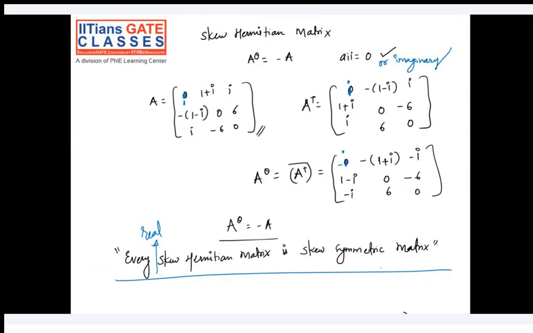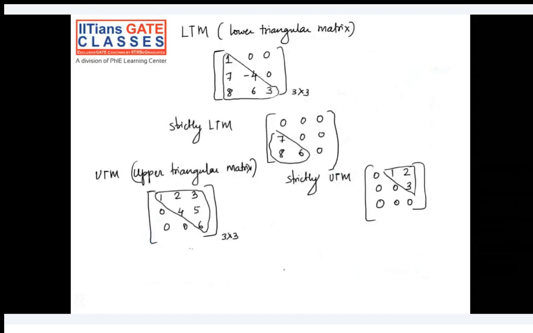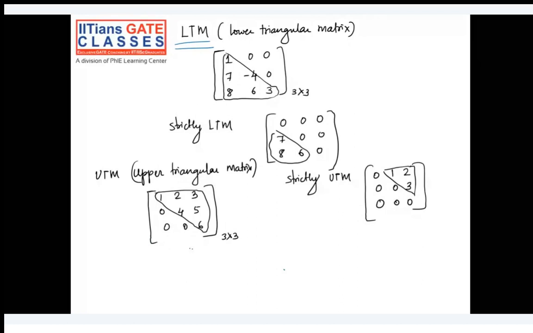Coming towards the next type, lower triangular matrix. If the elements of the lower triangular part of the matrix, or the elements below the principal diagonal including the principal diagonal, are non-zero, then you can call it a lower triangular matrix. But what is a strictly lower triangular matrix? If elements below the principal diagonal are non-zero and all the rest of the elements are zero, then we call it a strictly lower triangular matrix.